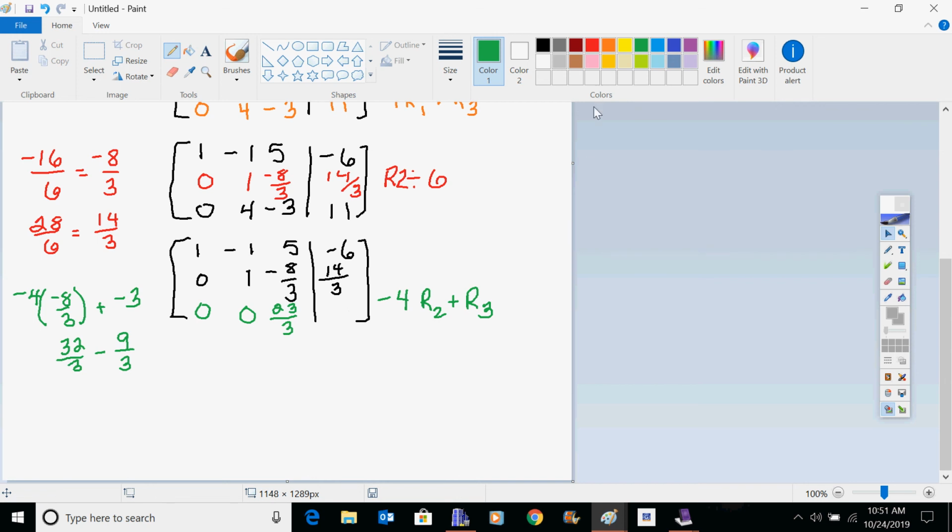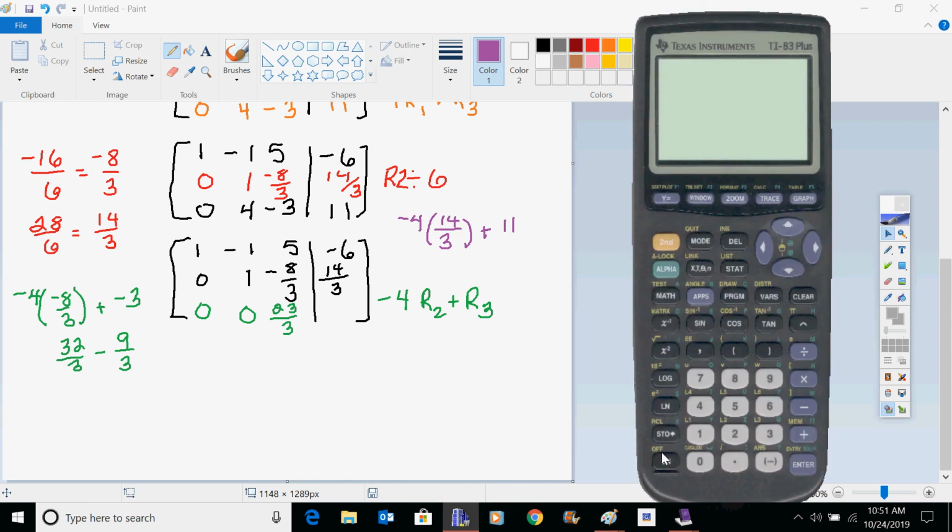14 over 3, and then 14 over 3. So negative 4 times 14 over 3. Okay, just stick with me for a minute. Negative 4 times 14 over 3 plus 11 is 35 over 3. So let's resort to a calculator for this just to make sure, because we're getting into some really hairy things. Negative 4 times 14 over 3 and then plus 11.